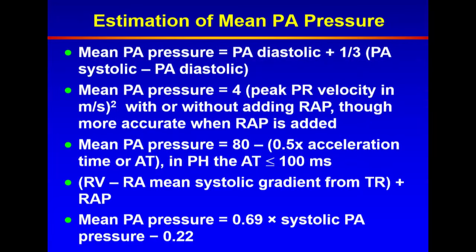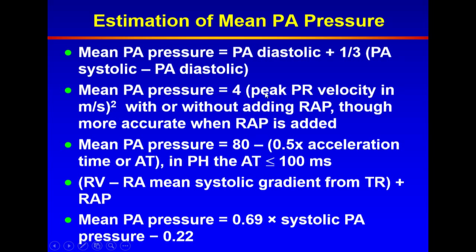Mean PA pressure is similar to the systemic pressure. If you know the diastolic pressure and you know the pulse pressure, then you know the mean PA pressure by that expression. Needless to say, you have several measurements now. You need RAP, you need TR, you need end diastolic velocity. So each one of these comes with its errors.